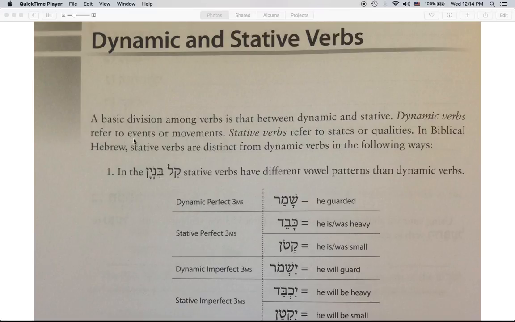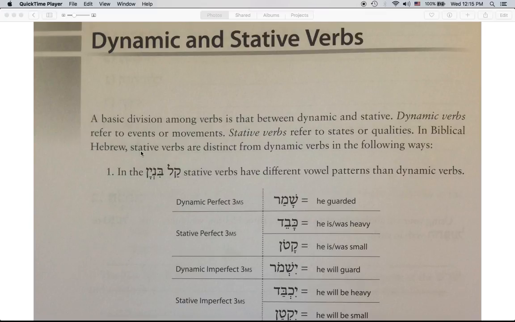The basic division among verbs is that between dynamic and stative. Dynamic verbs refer to events or movements, such as I hit, or I sat, or I ran. Stative verbs refer to states or qualities, such as I am large, I am tired, or I was heavy. Those are states of being or qualities. I am smart, or I am dumb. Those are qualities, and those are stative verbs.